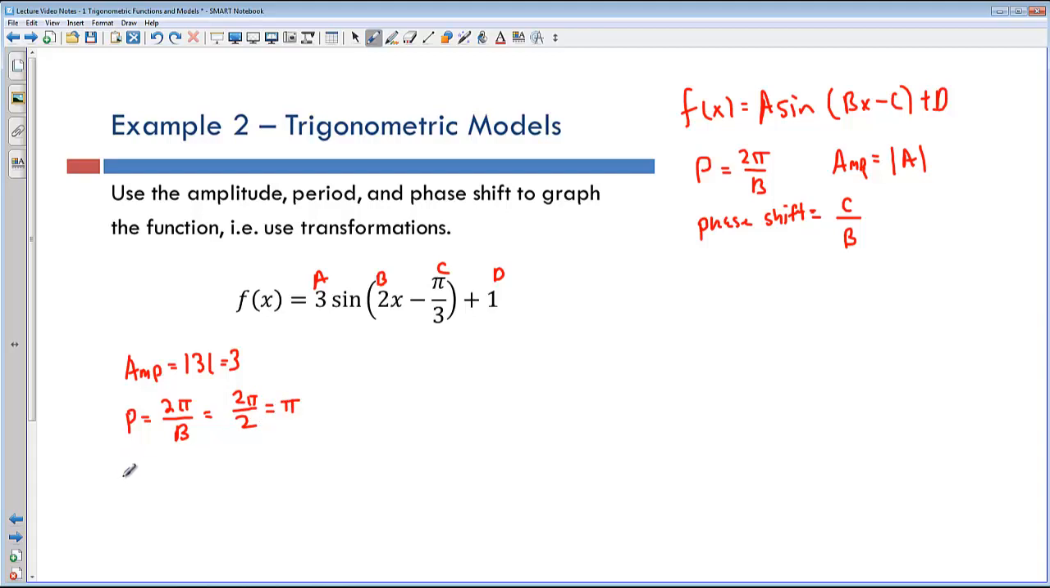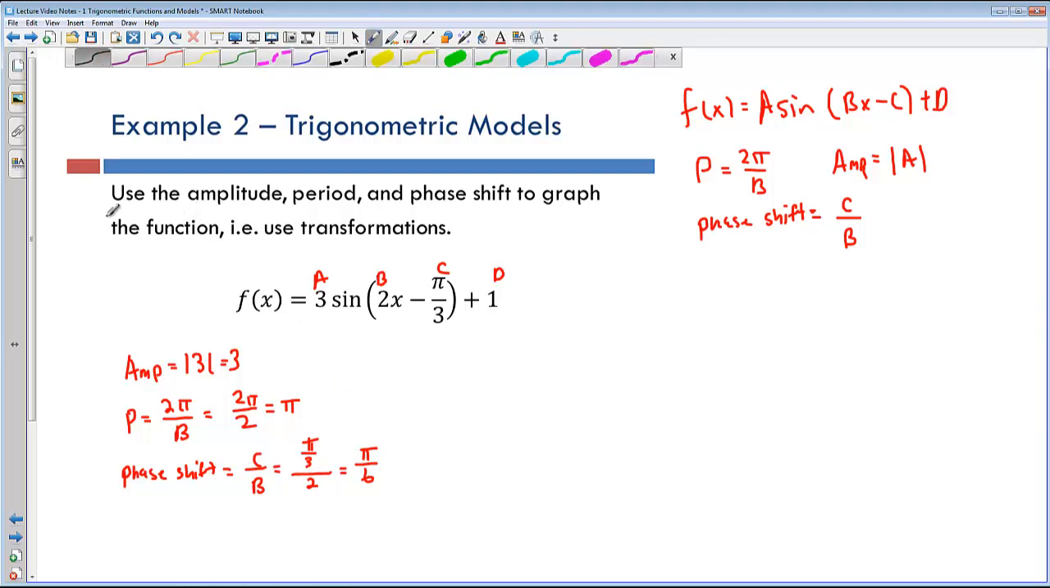And then my phase shift, of course, the formula says it's given to you by c over b, so I can just plug and chug if you want to. And so when I look at this, it's like, oh, my c is pi over 3, and then divided by 2, which is really pi over 6. So that's my phase shift. And so given this information, I can actually graph this function f.